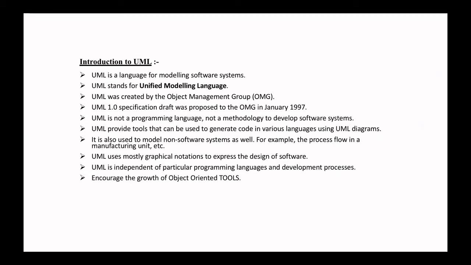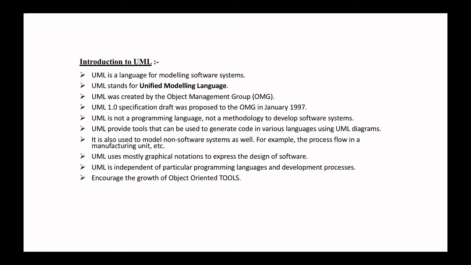As I mentioned here, UML is a language for modeling software systems. It means the UML modeling language is a standard language for specifying, visualizing, constructing, and documenting the artifacts of software systems, as well as for business modeling and other non-software systems.